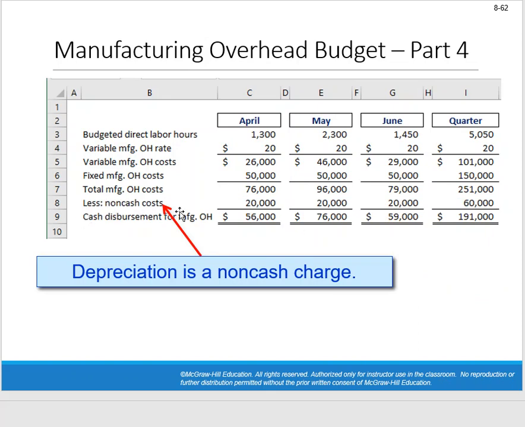So from this, we can subtract our non-cash items, and we get our cash disbursement for manufacturing overhead. So we've got our manufacturing overhead cost, that's our cost for that period, but in terms of cash flow, we subtract $20,000 for each month, and we get these bottom numbers, 56,000, 76,000, and 59,000.